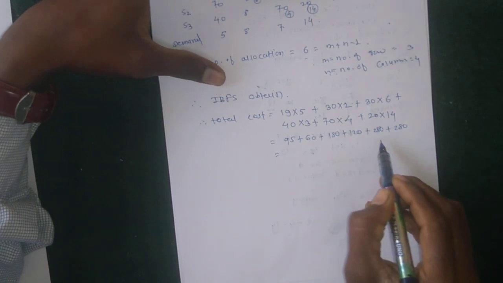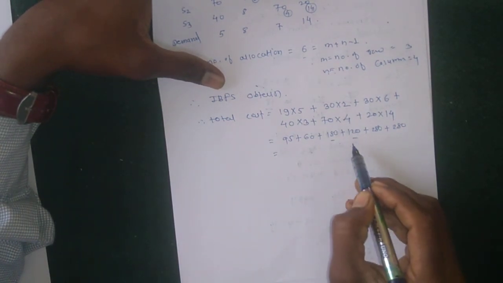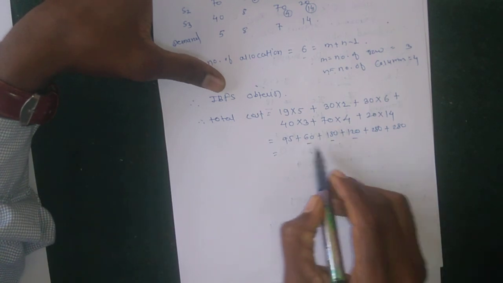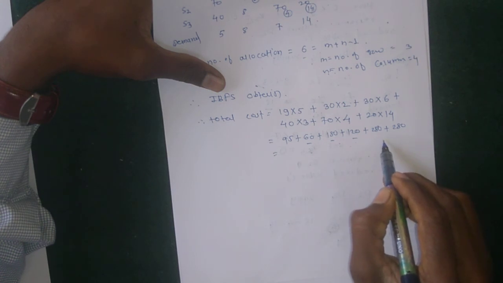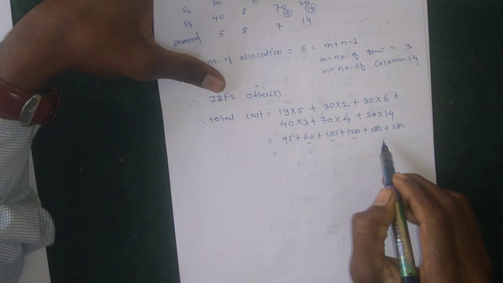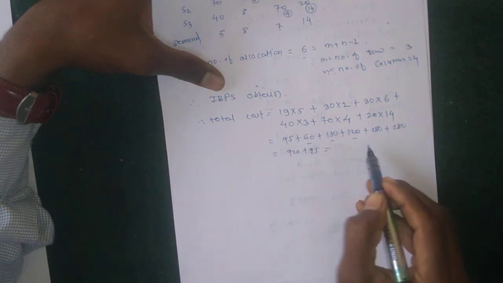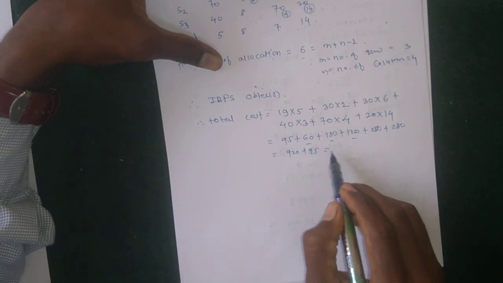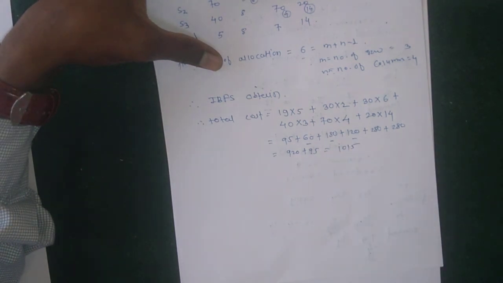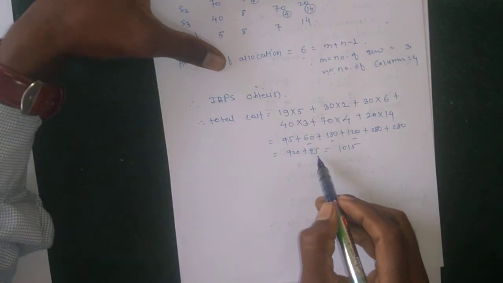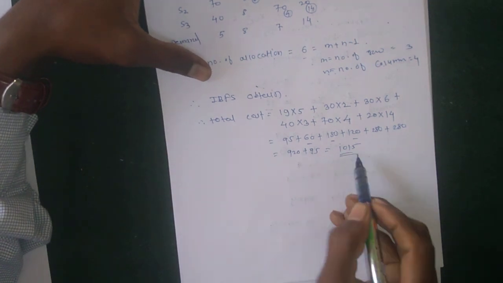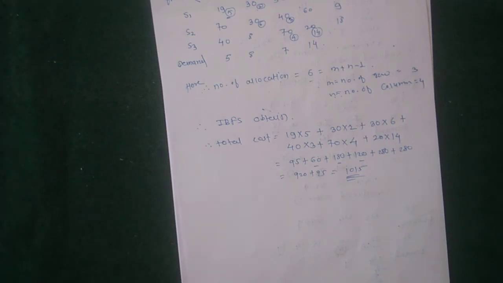Adding these up, 180 plus 120 is 300, plus 560, which gives 920, and 920 plus 95 gives 1015. This is our total cost, and this is the initial basic feasible solution of the given transportation problem. In this way, solve this transportation problem.